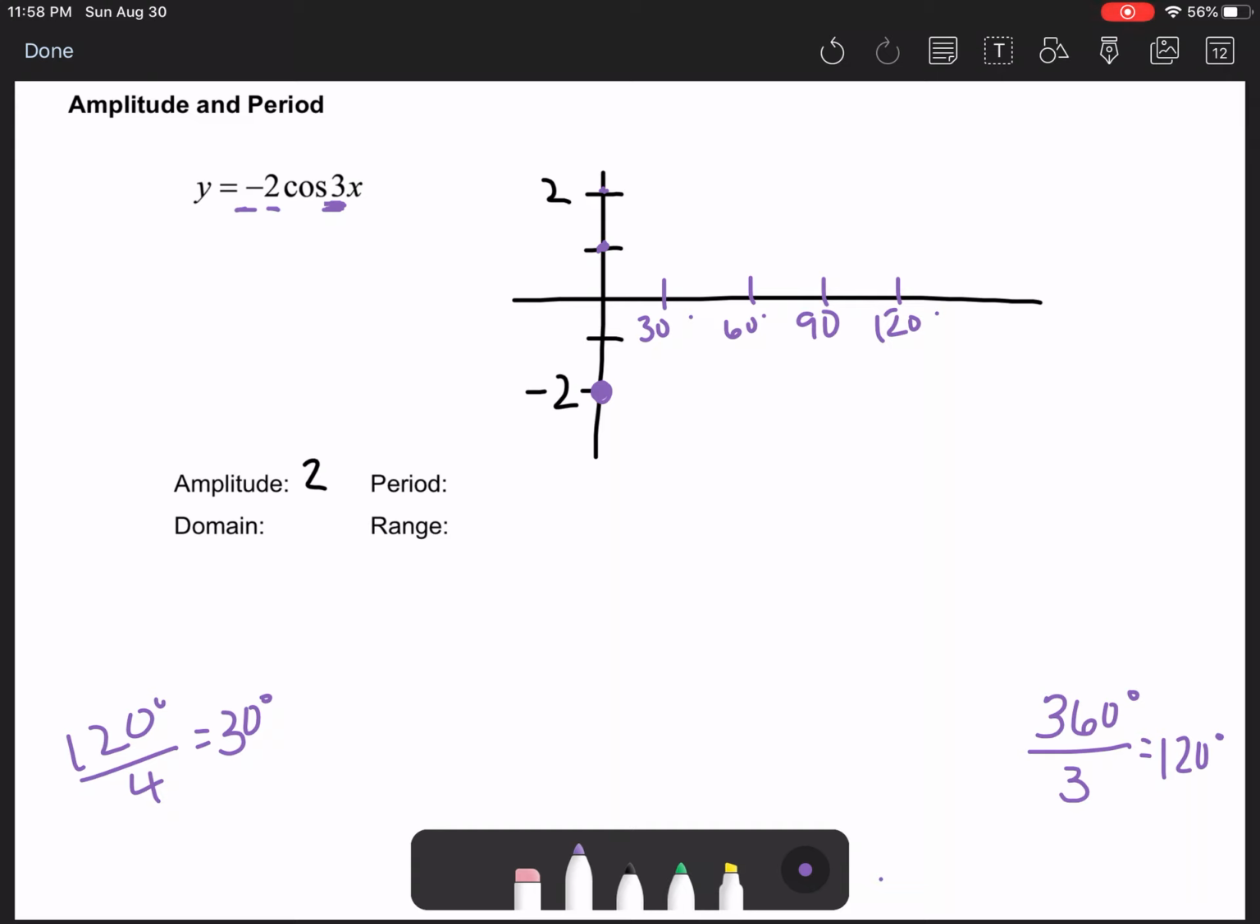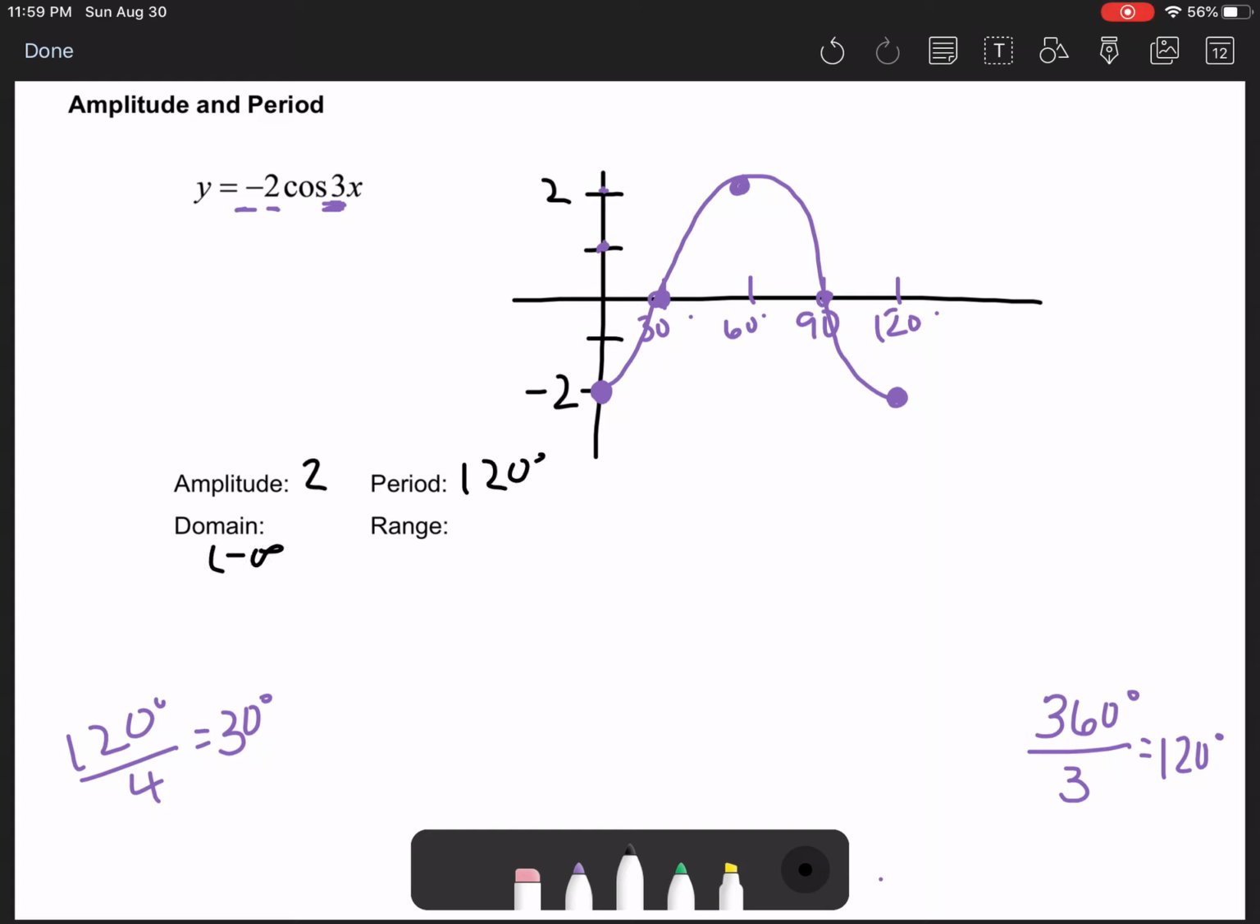All right, so now I'm going to plot my points. So we're starting at -2. We're going to go up 2. Then we're going to go up another 2 at 60 degrees, back down 2, and then finally back to where we began at 120 degrees. And here's our cosine curve. Okay, so the period is what has changed here, 120 degrees to see a complete curve.